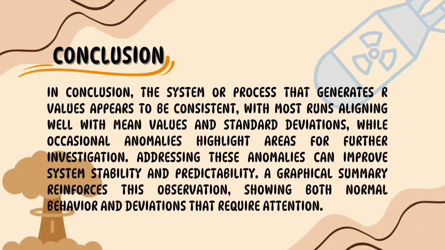The last part is the conclusion. In conclusion, the system generating R values is generally consistent, with most runs aligning with the mean and standard deviation. However, occasional anomalies indicate errors needing further investigation to enhance stability and predictability.